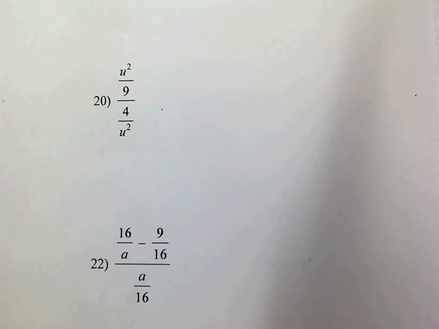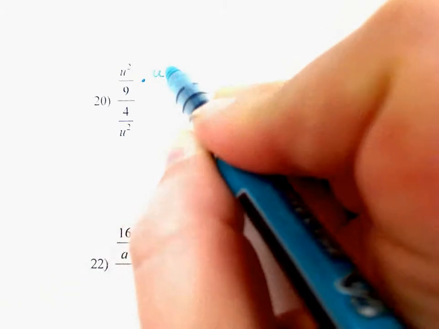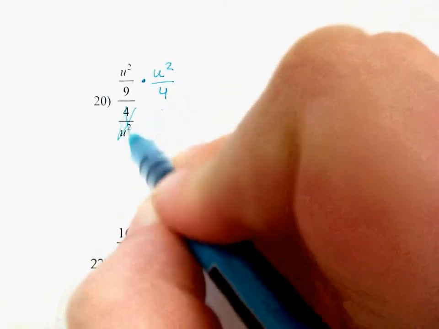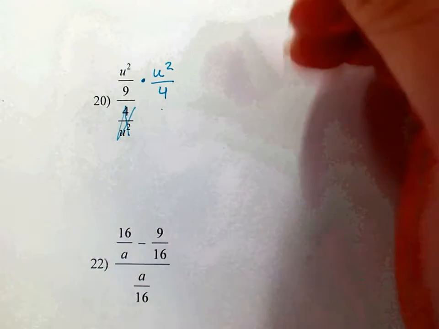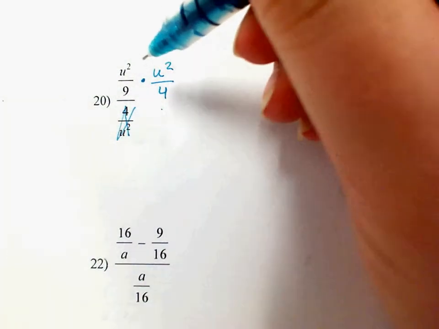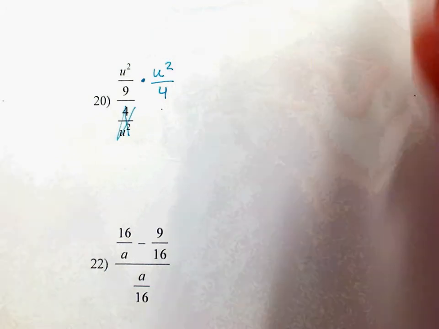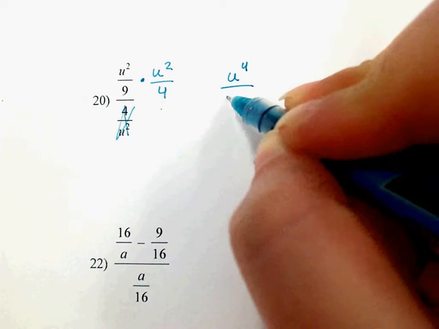So what about this one? Same thing? What am I going to multiply by then? Okay, so that's gone, yeah? Guys, do the u squareds cancel out or combine? They combine because they're both in the numerator. So u squared times u squared is u to the 4th. What's 9 times 4? Okay.